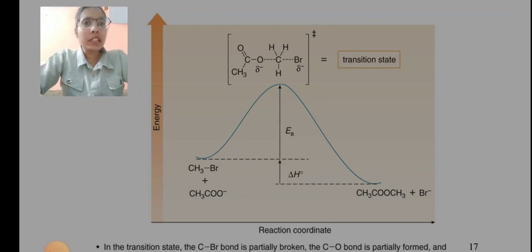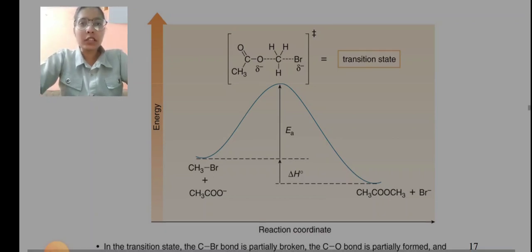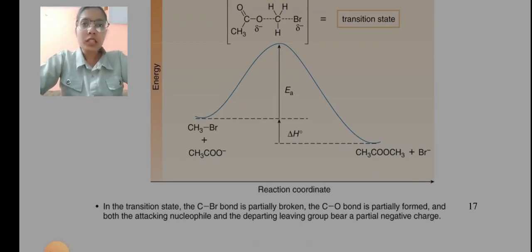In between that, we can see the transition state where one bond is breaking and one bond is partially forming. So let's see it. In the transition state, the C-Br bond is partially broken, the C-O bond is partially formed, and both the attacking nucleophile and the departing leaving group bear a partial negative charge.